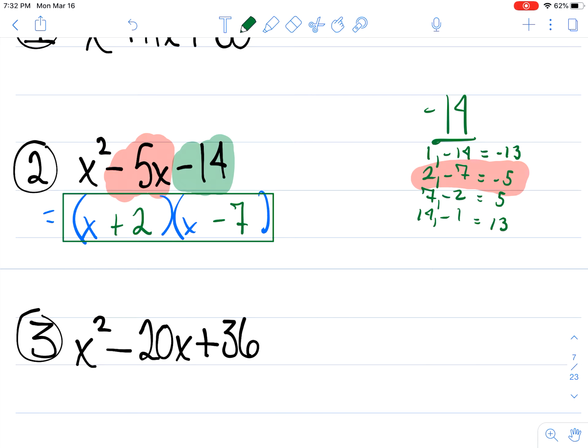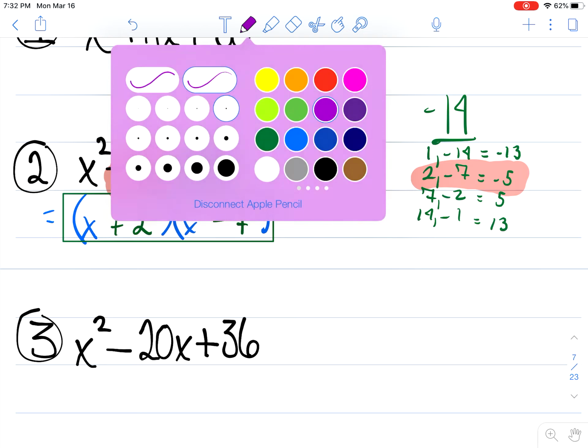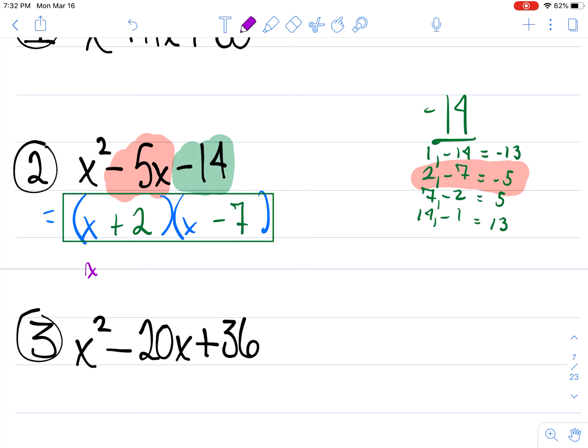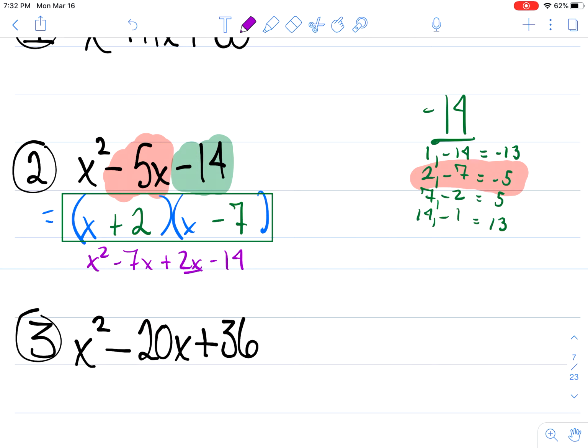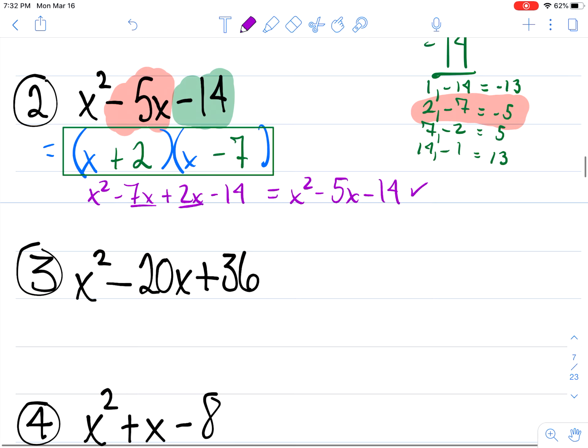Again, you can check your work by the FOIL method and make sure it actually multiplies back to the trinomial. So if I do that real quick here: x times x is x squared. And then x times negative 7 is negative 7x. 2 times x is positive 2x. 2 times negative 7 is negative 14. I combine my like terms, and I get x squared minus 5x minus 14. It checks. That's the correct factorization. Now for problem number 3.